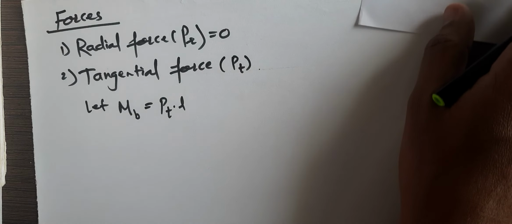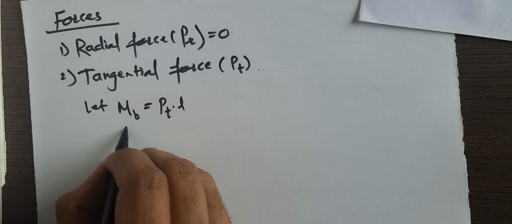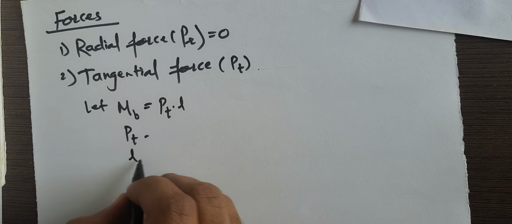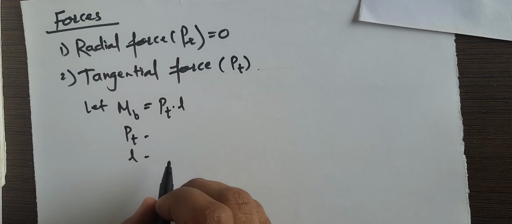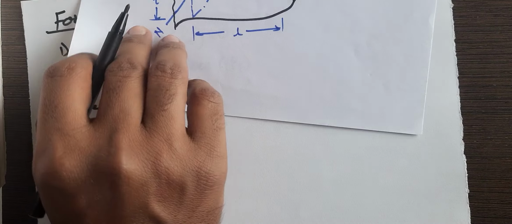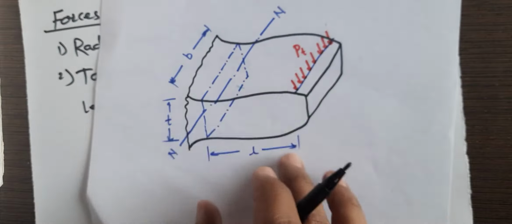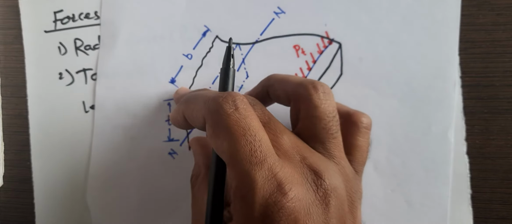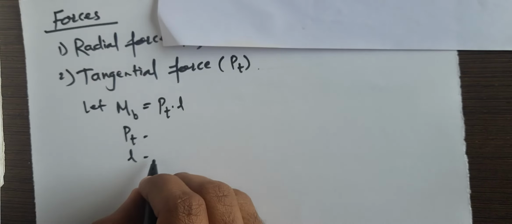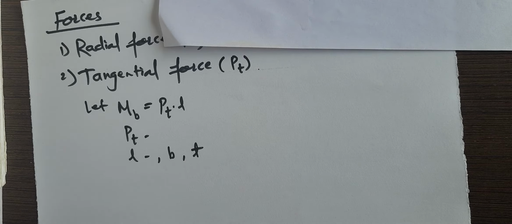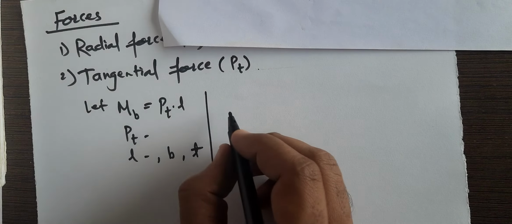Let PT be the tangential force. Then l is the length of the tooth, small b is the face width, and t is the thickness of the tooth at section BC. So l is the length, b is the face width, and t is the thickness of the tooth at section BC. Then after that, the moment of inertia.